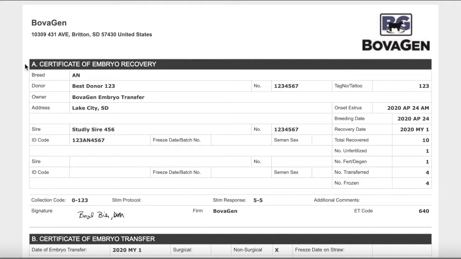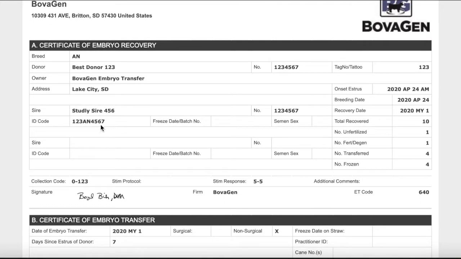As you can see, part A is the Certificate of Embryo Recovery. This would be a conventional flush, not IVF, a conventional flush. So we have conventionally flushed this cow, and this A part of the ABC is the results. So here you've got your Angus donor, best donor 1, 2, 3. This is obviously a sample number. Here's your registration number, and you've got your ear tag or tattoo, all this information that you have. And then you also have your sire here as Studley sire 456.